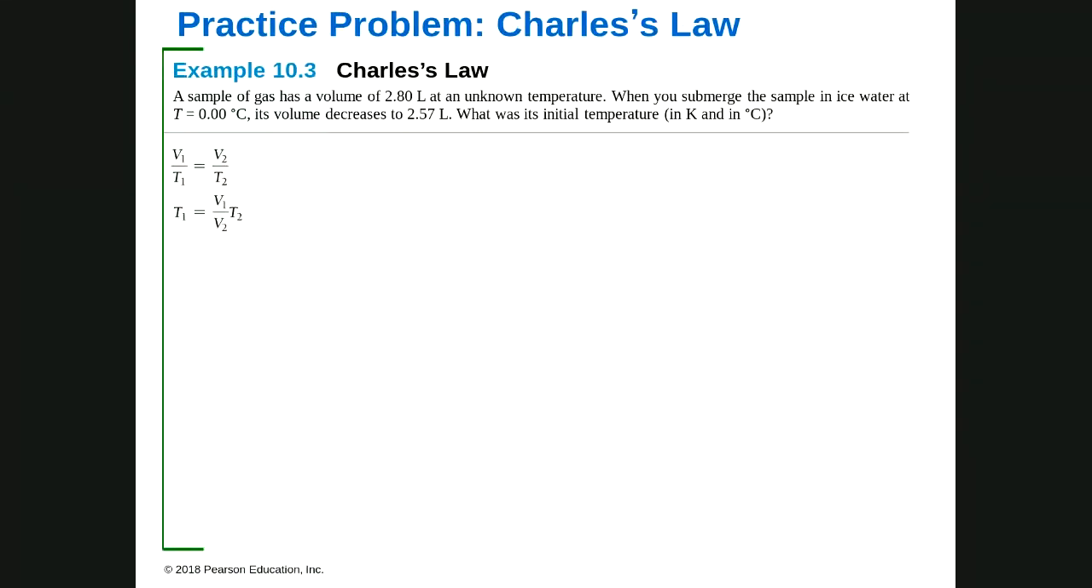So here's an example of how you work Charles' law. And like I said, I always write these at the beginning. So this is the original Charles' law, V1 over T1 equals V2 over T2.